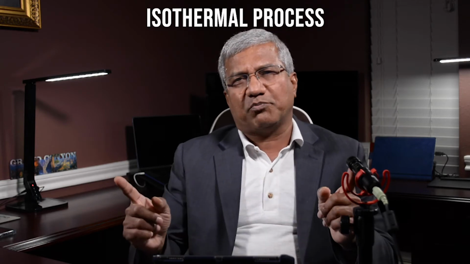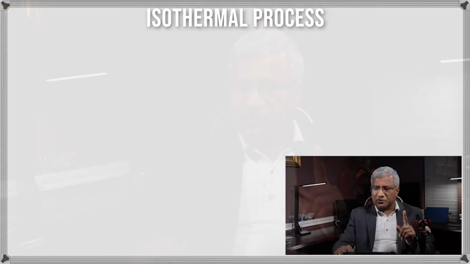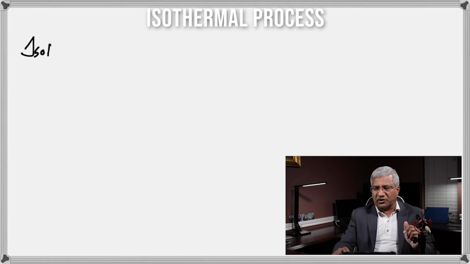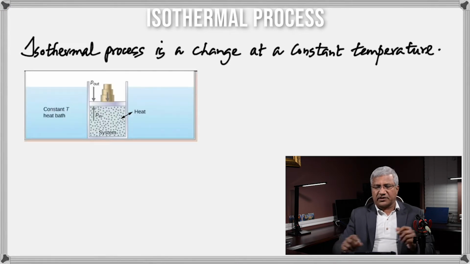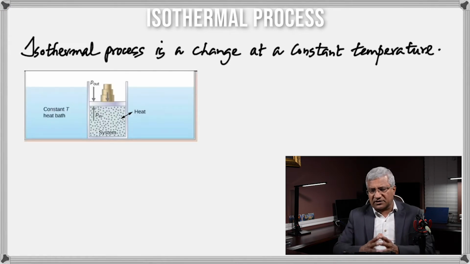Heat exchange between the system and its surroundings is possible, which again means that the system has to be in a container that's a very good conductor, allowing for heat to pass in both ways. So that is an isothermal process. It's a change that occurs at constant temperature.